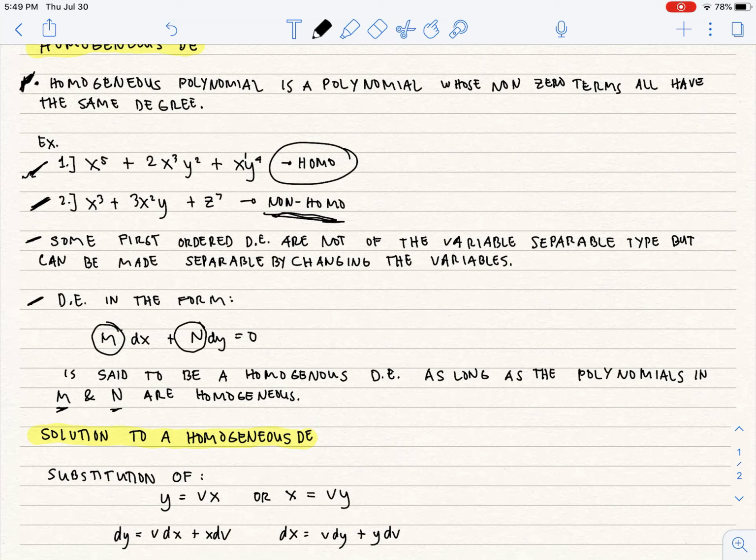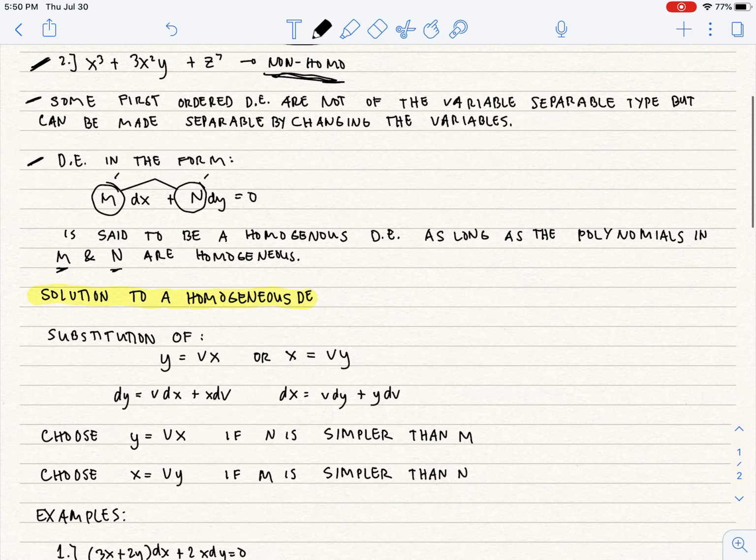Tapos dapat ang homogeneous na polynomial diri sa M kay pareha og degree sa N. So for example, ang M kay ang degree kay 3, dapat ang N pod ang degree niya kay 3. Okay. So if inana ang case, kabalo na ta na homogeneous DE ni siya. So ang next nato buhaton kay pangitaan og solution ang homogeneous DE.